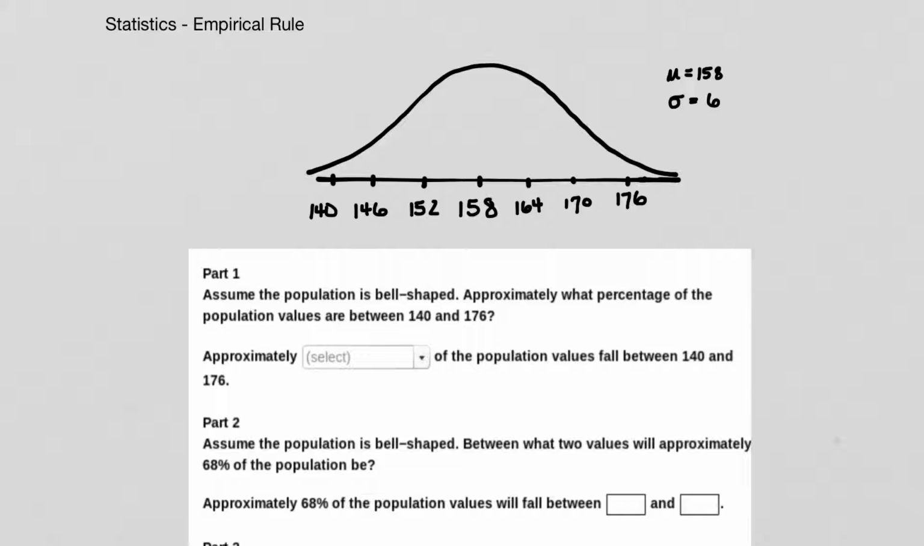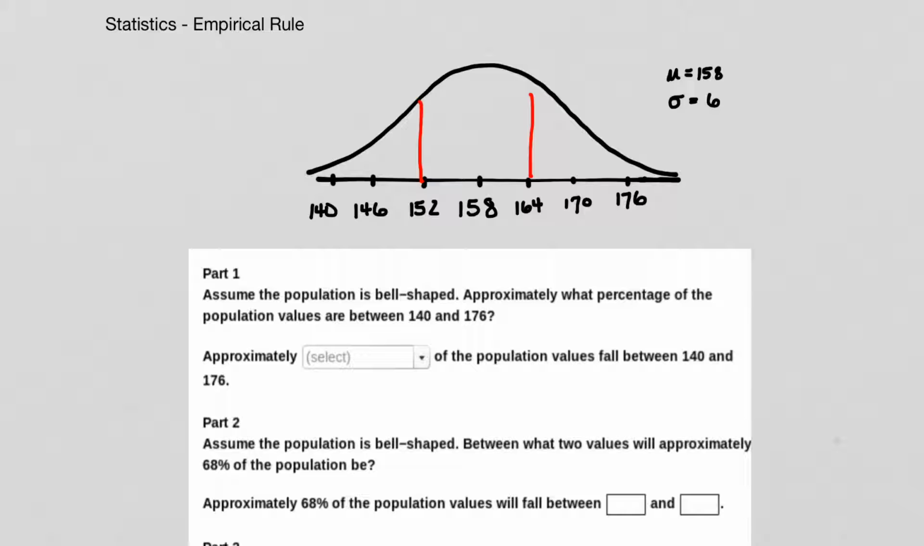In part 2, it asks, assuming the population is bell-shaped again, so we're still working with that empirical rule, between what 2 values will approximately 68% of the population be? So now we're looking at 1 standard deviation below the mean to 1 standard deviation above. And that would be 152 to 164. So that's the answer for that part.